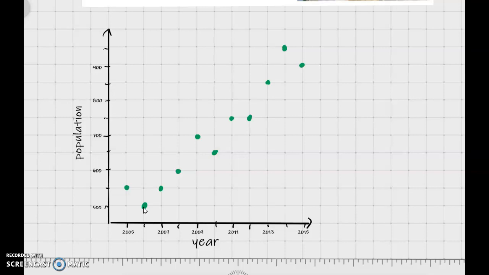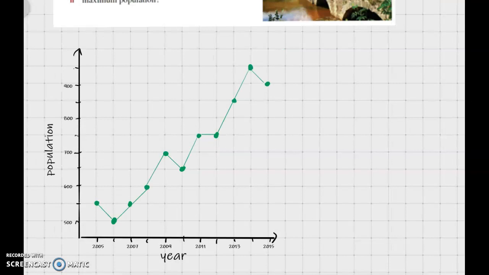Now all I have to do is join them with the line, which I'll use a ruler for. Okay, so what we end up with is these dots all joined together by a line. Now you don't need to finish the line off by dragging it down here. You just start at the first point. It doesn't need to join onto any of the axes.